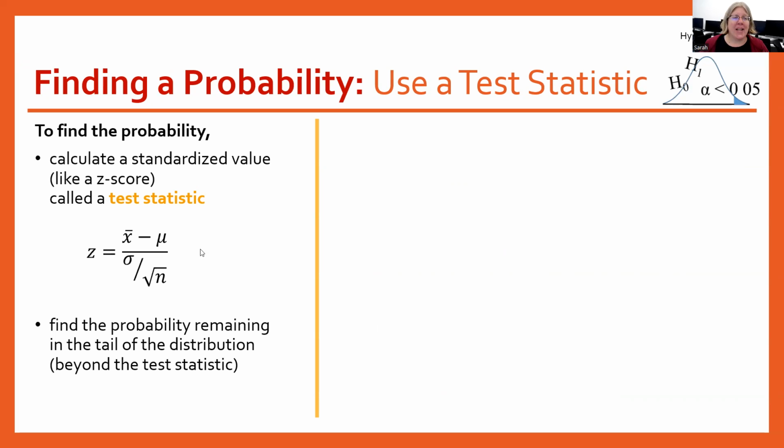So that formula is going to be z is equal to x bar minus mu divided by sigma over the square root of n. So if you look at that bottom part of the fraction, you see that sigma over the square root of n, and that's our standard deviation from our sampling distribution again. And then the top part of that fraction looks exactly like it does when you calculate a z-score. So once you have that z-score, we can use like the Rossman Chance app to find the probability remaining in the tail of the distribution. So you're looking for that probability that's out in the tail beyond the test statistic.